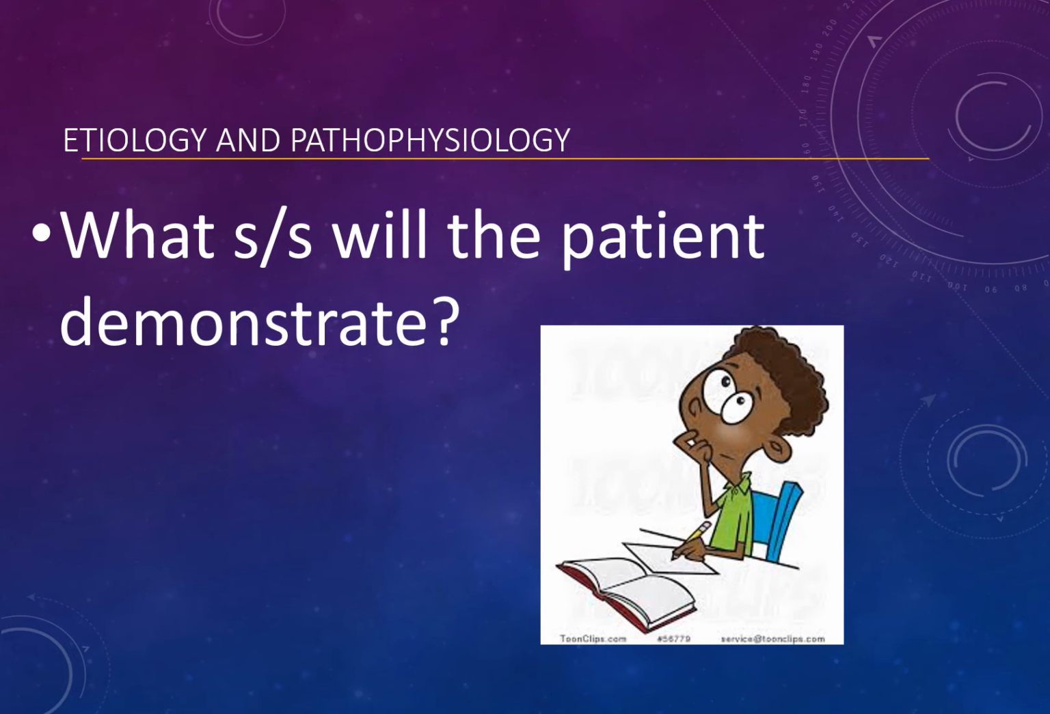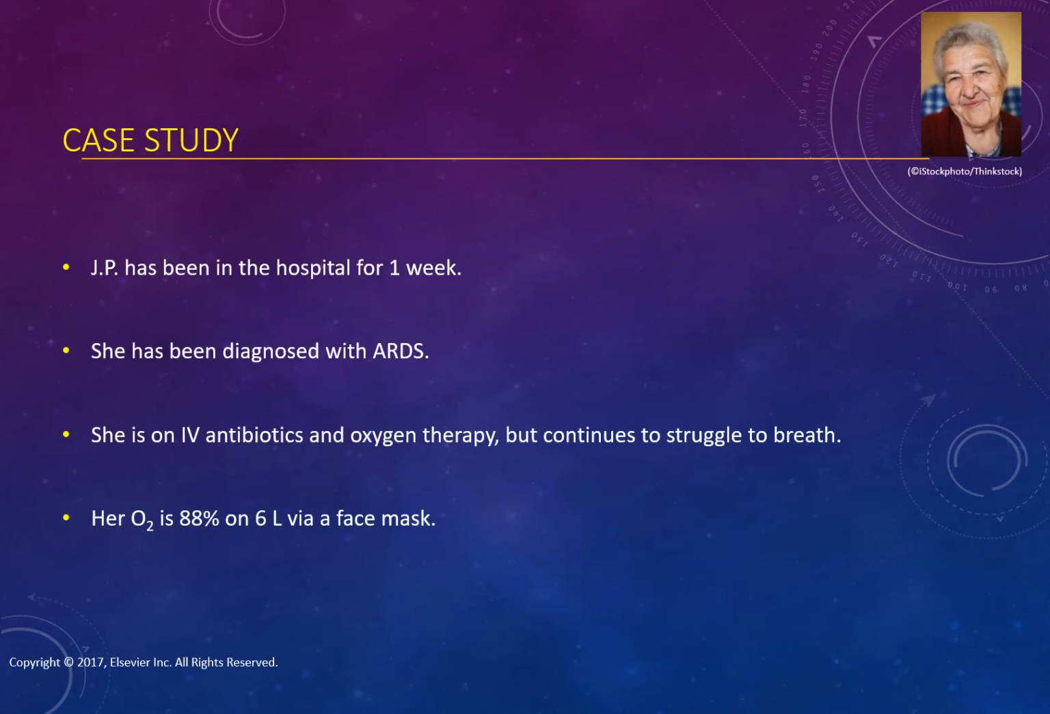Some additional vital signs we're going to see might have some tachycardia, some mild hypertension, and then cognitively might have some restlessness, agitation, confusion. So going back to our patient, she's been in the hospital for 1 week. She's been diagnosed with ARDS, started on IV antibiotics and oxygen therapy, but continues to struggle to breathe. Her O2 is 88% on 6 liters via a face mask.